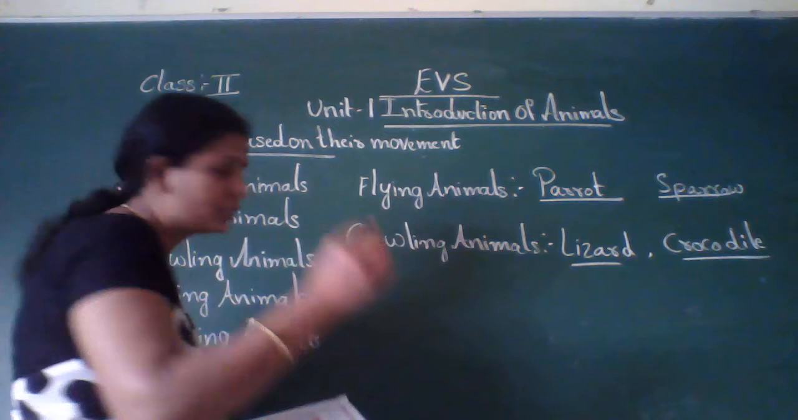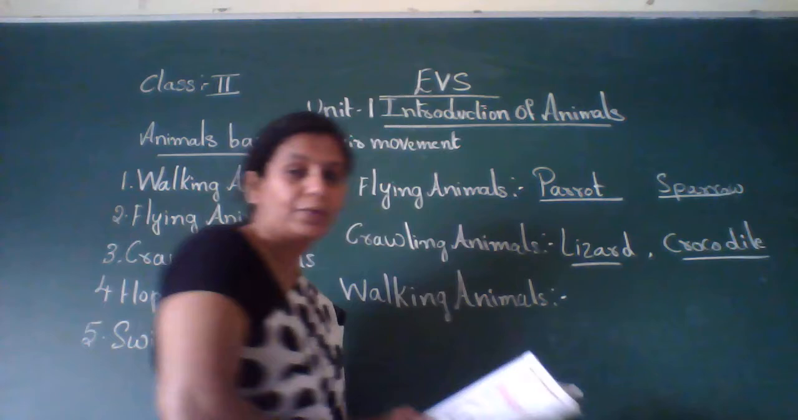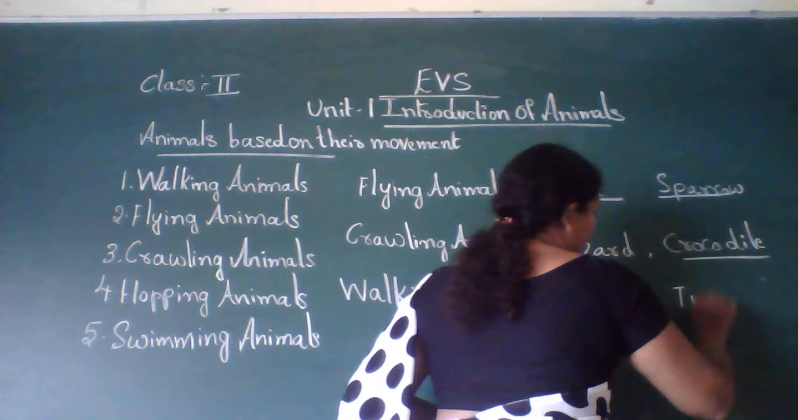Next, walking animals. Any two walking animals. The animals which walk, move on their legs. So any two. So I will write one. The second one also one. Wild animals. Like cow is a walking animal. Tiger. Any two animals which move on their legs are called walking animals.